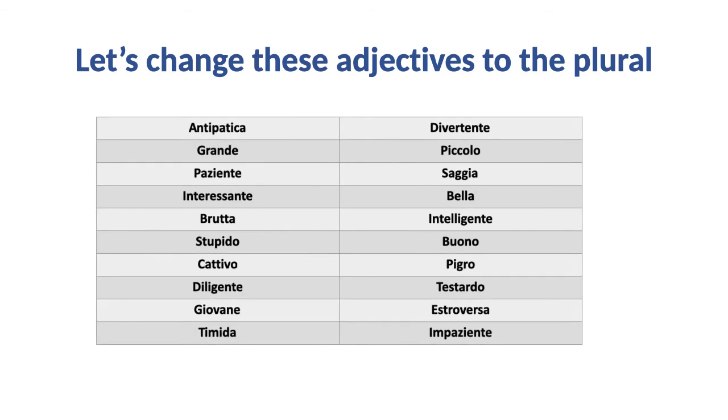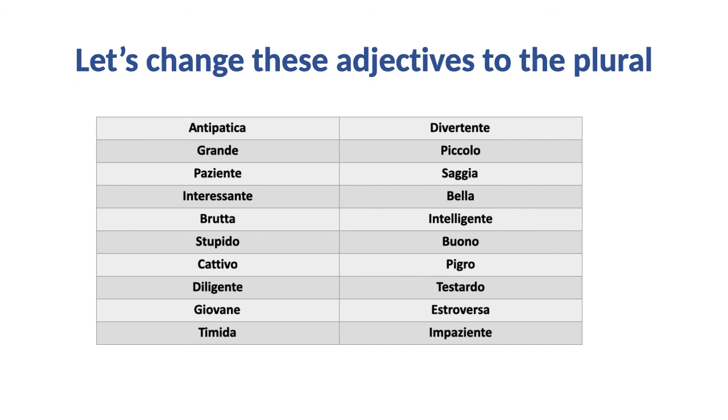Antipatica, that means mean, right? And it's a feminine form because it's ending in A. So the plural, right? Mean women, basically, it would have to be antipatiche, ending in E. For grande, it becomes grandi. Grande, of course, means big. For paziente, it becomes pazienti with an I at the end. E goes to I, right? For interessante, interessanti. E goes to I.